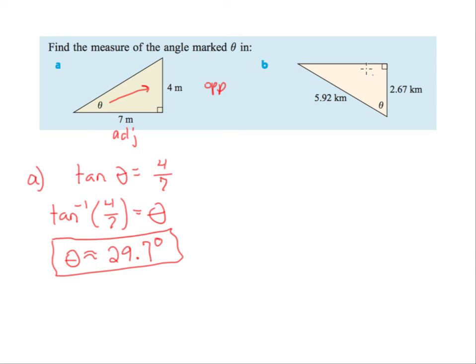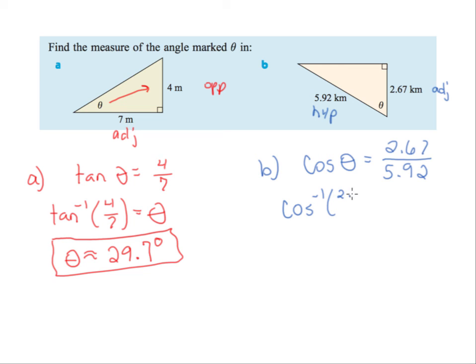Part B, here's theta, and we know this is the side adjacent, and this is our hypotenuse. So we ask ourselves which trig function involves the adjacent side over the hypotenuse, and that is cosine. So cosine of theta is equal to our adjacent side, which is 2.67, divided by our hypotenuse of 5.92. Using our inverse trig functions, this is the angle whose cosine is 2.67 divided by 5.92, and that's equal to theta. So theta is approximately, punching this into my calculator, 63.2 degrees.